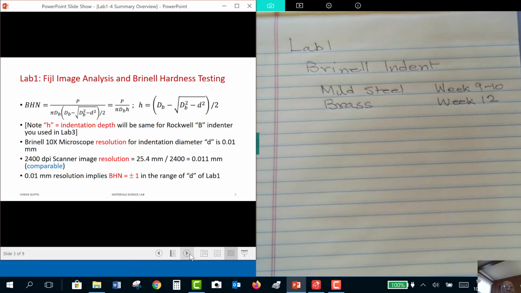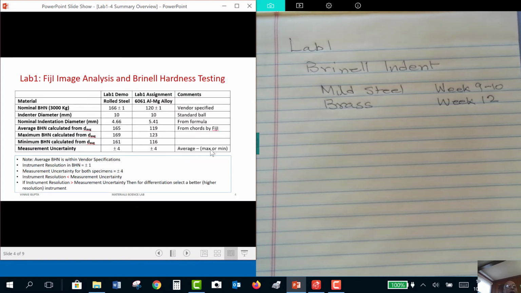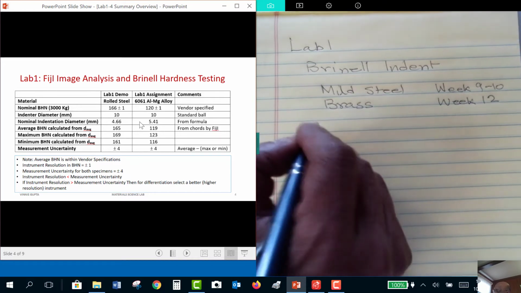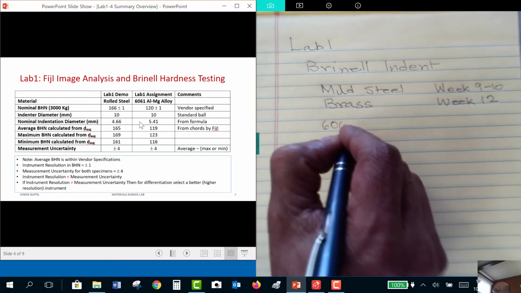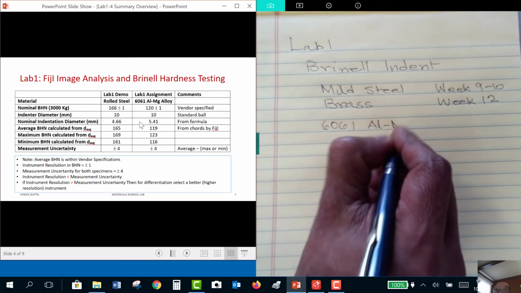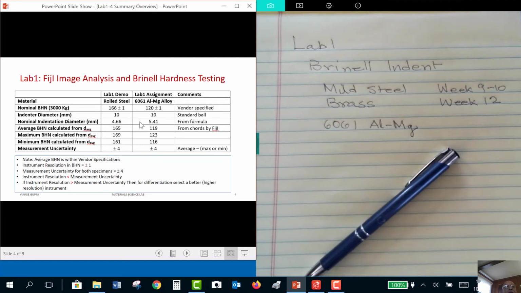So these are the key ideas that you learned in lab 1. And what did we find out? We did our demo on rolled steel, which had a Brinell hardness number, nominal, specified by the vendor of 166. Then for the lab 1 assignment, you used a 6061 aluminum magnesium alloy. So again, notice we are introducing you to quite a few different materials. And this is a precipitation hardenable alloy, and you're going to see a similar or the same one in the next lab. So these were the things we found out.